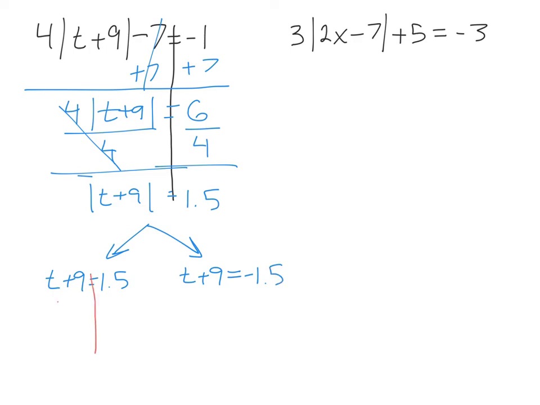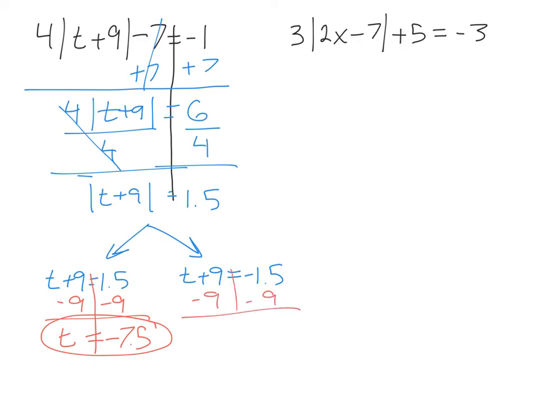Now we can subtract 9 from each side. I get t equals negative 7.5. And when I subtract 9 over here, I get t equals negative 10.5. So even though this is an absolute value equation, absolute values we associate with positive numbers a lot of times, these negative values make this absolute value equation true, the one that we started with.